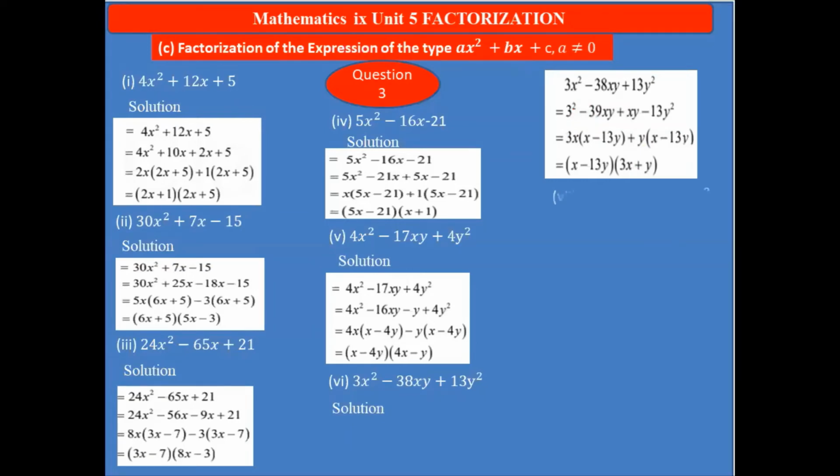Now part 7. 5x square minus 33xy minus 14y square. Solution.